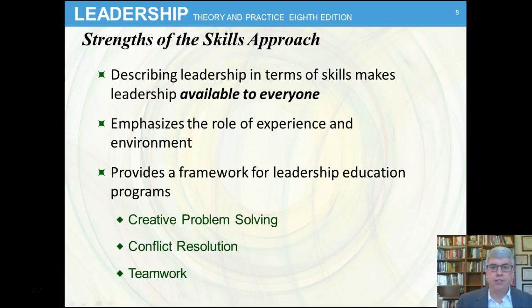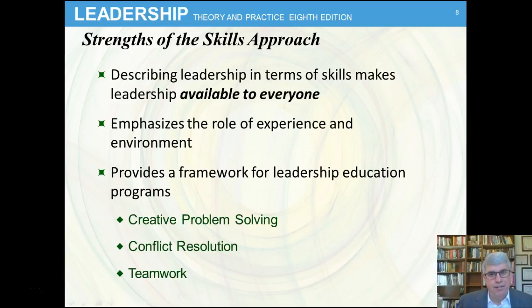So the skills approach is basically looking at, okay, what can we do to develop our leadership abilities and the leadership abilities of others? So one of the main strengths of the skills approach is that it's describing leadership in terms of skills. So this makes leadership available to everyone. People that learn and develop these skills can be leaders. It's also useful because it emphasizes the role of experience and environment. It's not just the leader's traits, but it's how those traits have interacted with the environment and past experiences and with past people, and what skills has the leader learned through all of this.